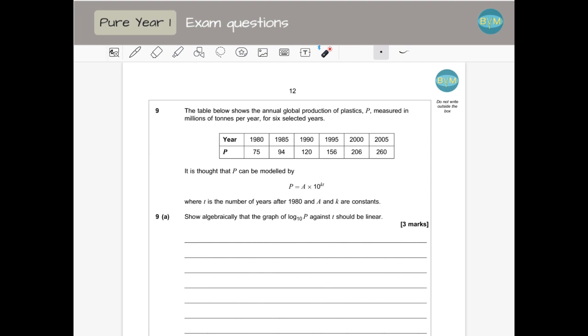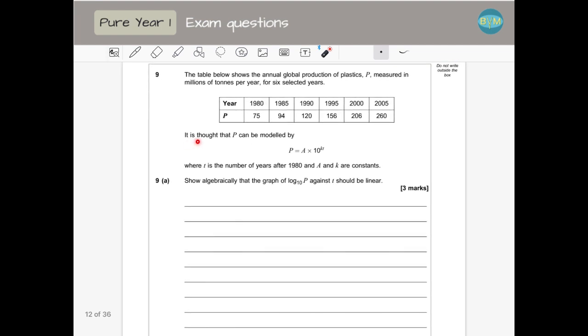This is a question that appears in an A-level paper, but it's a question that you should be able to do after the first year, because you don't see logarithms and exponentials again in the second year. It's thought that P can be modeled this way, where T is the number of years after 1980, which is the first year, and A and K are constants. So that the graph of log to the base 10 of P against T should be linear. And we have to do it using algebra, so we cannot use the graph.